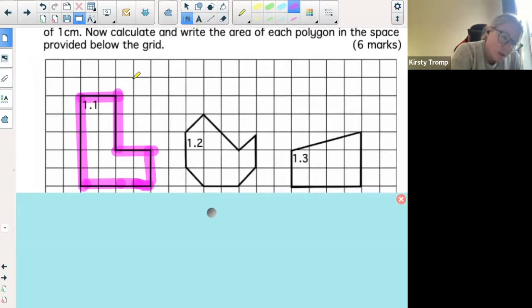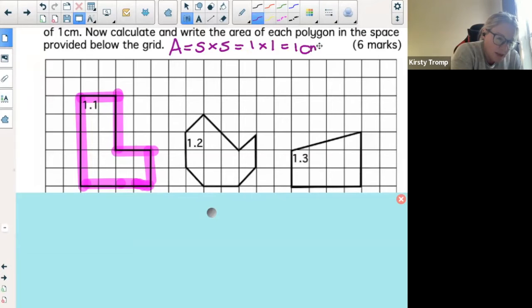So can I calculate what the area of one square will be, guys? The area will be equal to the side times the side. And they told me that the side was equal to 1. So 1 times 1 equals 1 centimeter squared. In other words, each one of those blocks is 1 centimeter squared. So we're starting off nice and easy.